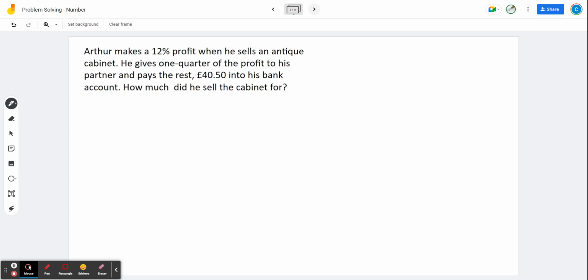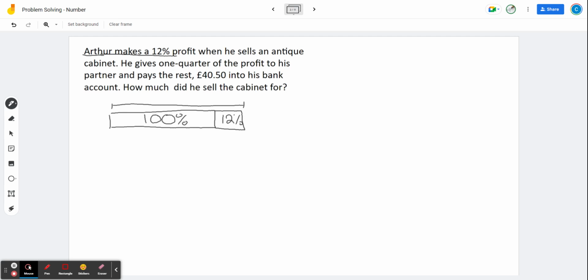So when Arthur makes a 12% profit, it means that he had his original price of the antique cabinet that he bought. We don't know how much it is yet, but he would have bought it for its full price. And the profit means that he sold it for a little bit more money, for 12% more. This amount of money is what he sold it for. Because he's already spent that 100%, we call that 12% his profit. That's what profit means.